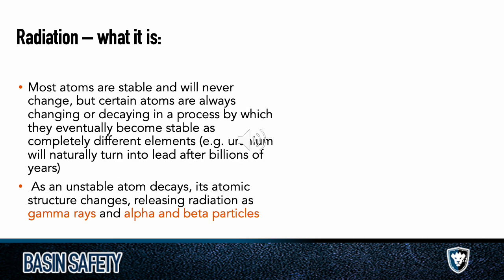Most atoms are stable and will never change, but certain atoms are always changing or decaying in a process by which they eventually become stable as completely different elements. For example, uranium will naturally turn into lead after billions of years. As an unstable atom decays, its atomic structure changes, releasing radiation as gamma rays and alpha and beta particles.